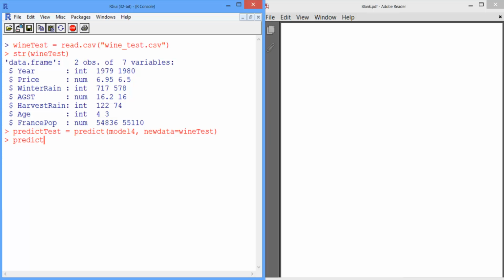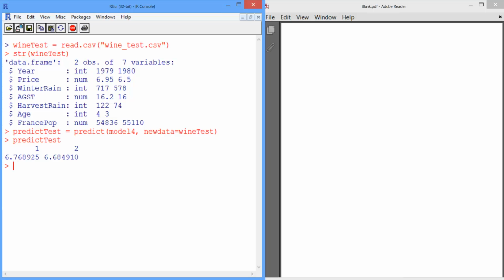If we look at the values in predict_test, we can see that for the first data point, we predict 6.768925, and for the second data point, we predict 6.684910. If we look at our structure output, we can see that the actual price for the first data point is 6.95, and the actual price for the second data point is 6.5. So it looks like our predictions are pretty good. Let's verify this by computing the R-squared value for our test set.